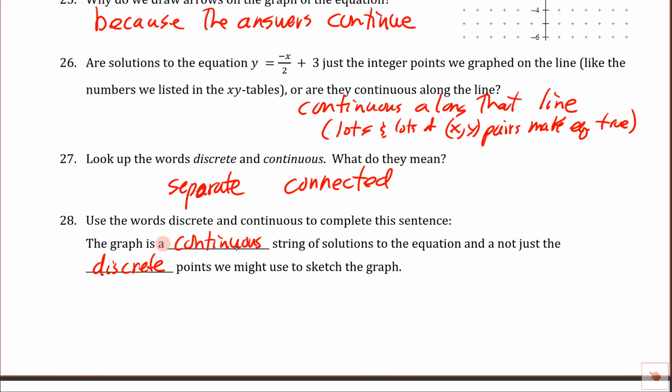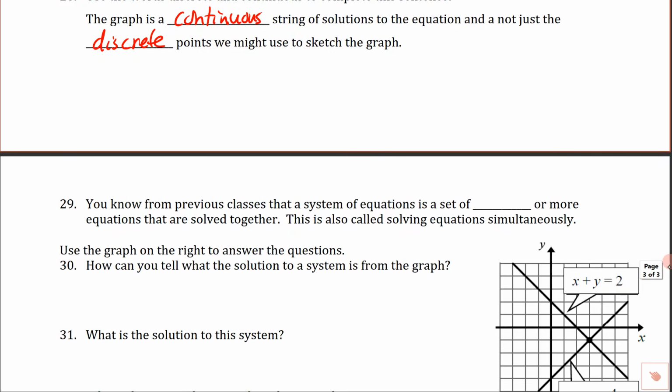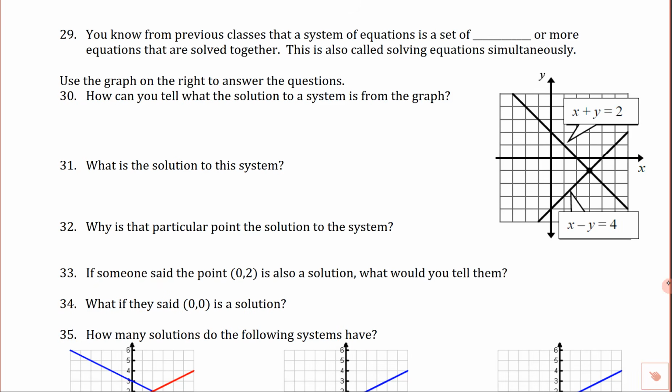So the graph is a continuous string of solutions to the equation and not just the discrete points we might use to sketch the graph. Now let's use the other words, kind of the words for the definition here. The graph is a connected string of solutions to the equation and not just the separate points we might use to sketch the graph. Okay, so hopefully you've got a sense of what the word continuous and discrete mean. We will be using those throughout the year and you will see those come up again in other classes. So let's flip the page over and let's take a look at this next part.